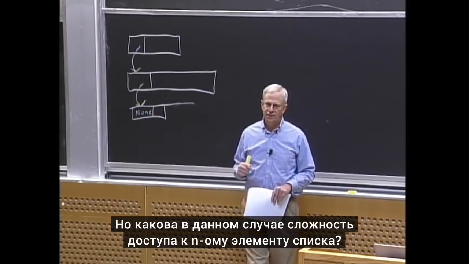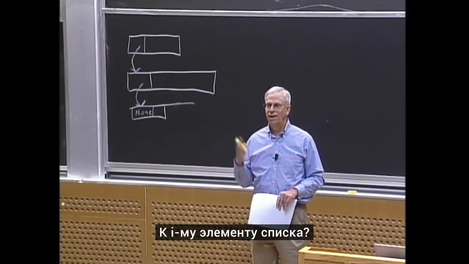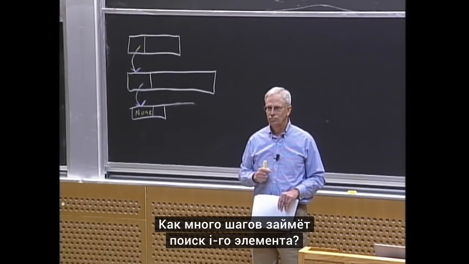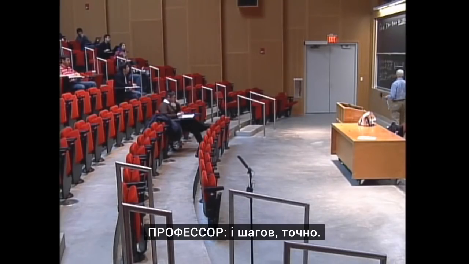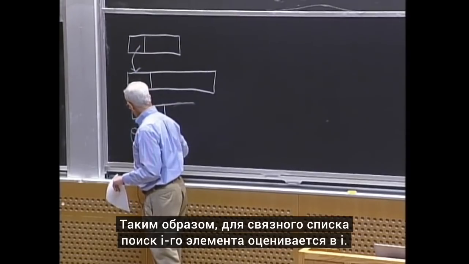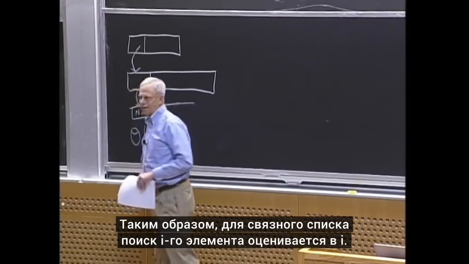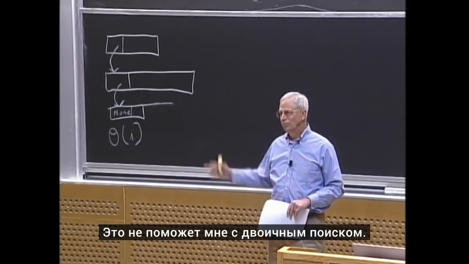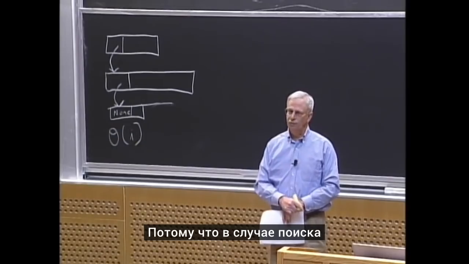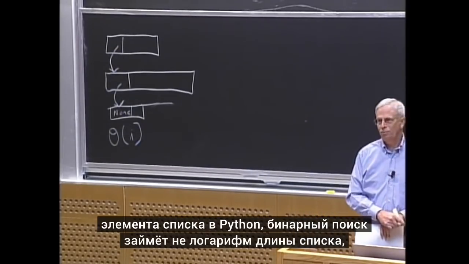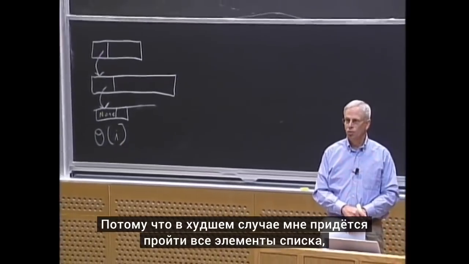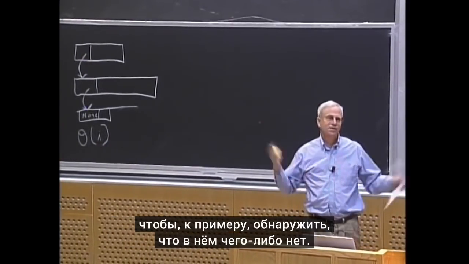Well, what's the cost here of accessing the nth element of the list, of the ith element of the list? Somebody? How many steps does it take to find element I? I steps, exactly. So for a linked list, finding the ith element is order I. That's not very good, right? That won't help me with binary search. Because now, if this were the case for finding an element of a list in Python, binary search would not be log length of the list, but it would be order length of the list, right? Because the worst case is I'd have to visit every element of the list, say, to discover something isn't in it.